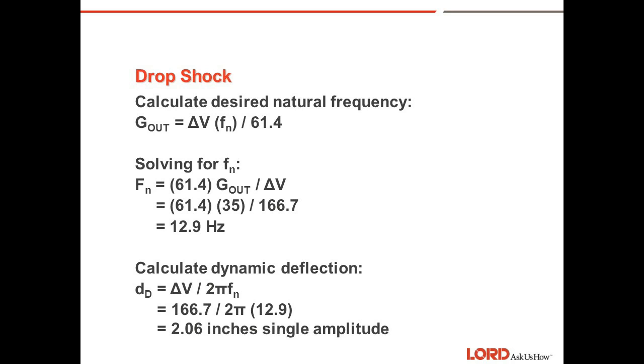Now we can use this information to calculate the dynamic deflection at the isolator due to a 36-inch drop. The dynamic deflection is equal to delta V divided by 2 times pi times Fn. Plugging in our knowns, 166.7 divided by 2 times pi times 12.9, we get a dynamic deflection at the isolator of 2.06 inches single amplitude. That is the amount of deflection that the isolator has to deflect on the initial drop of 36 inches.